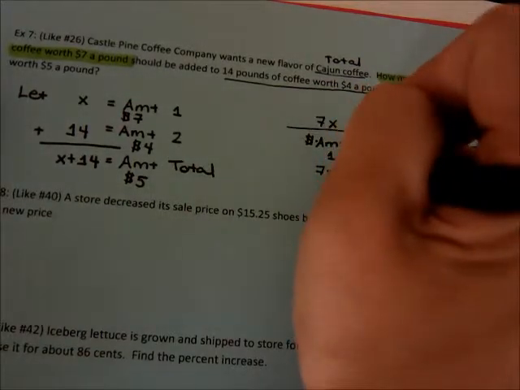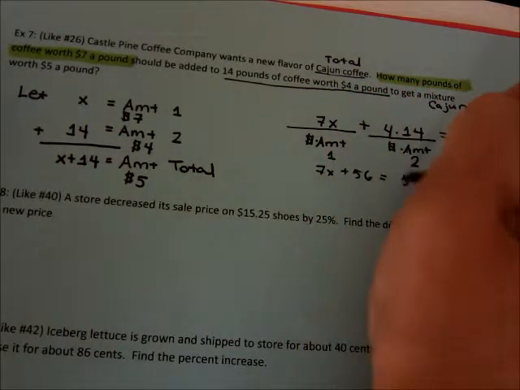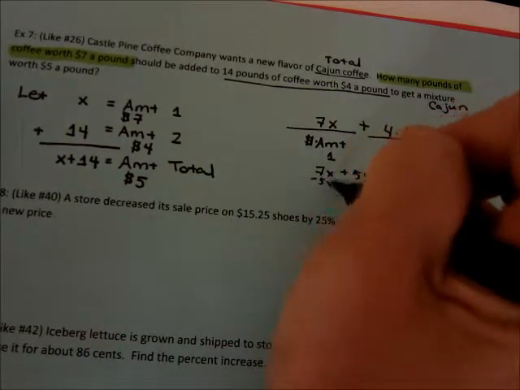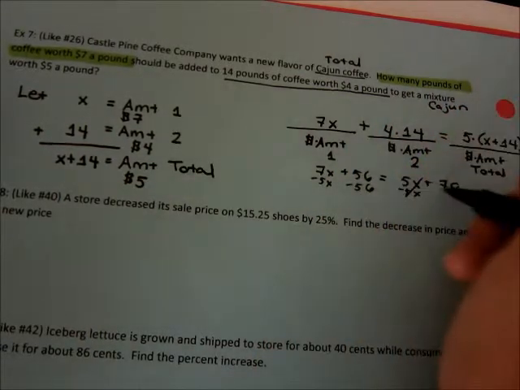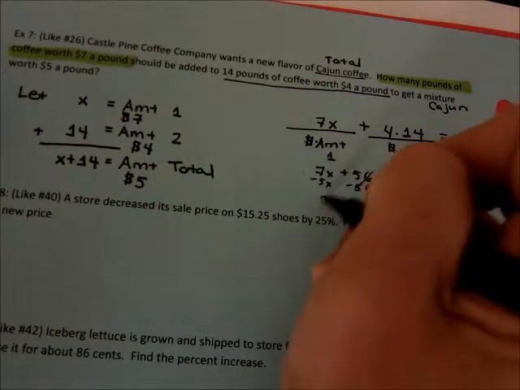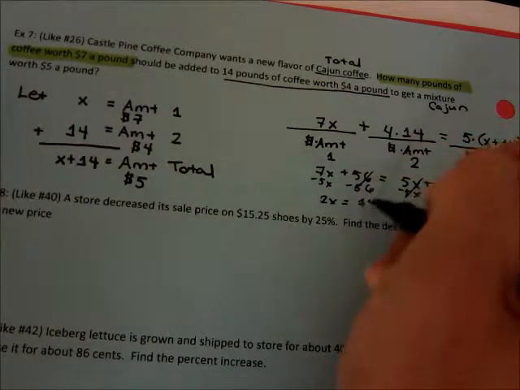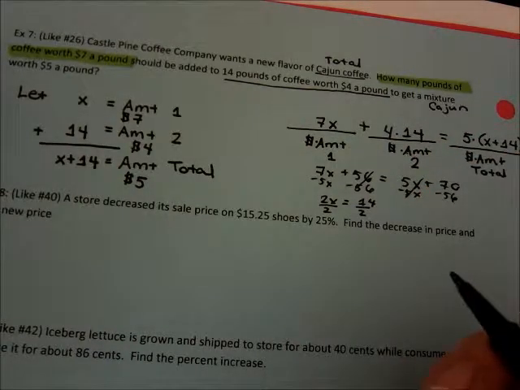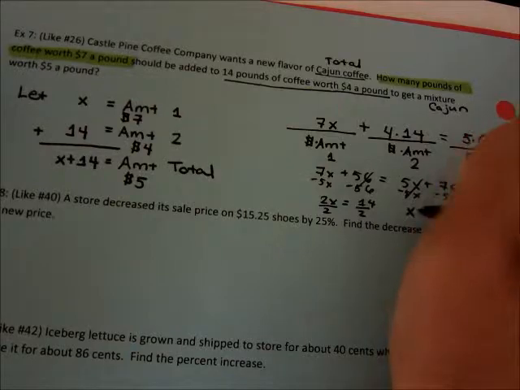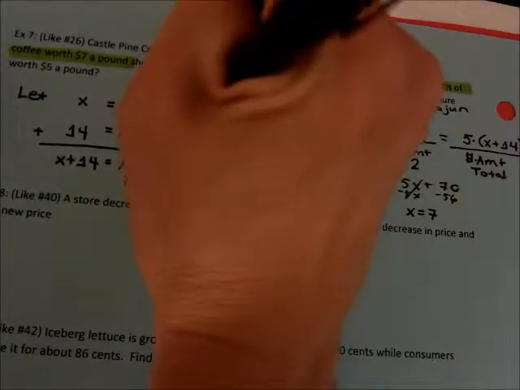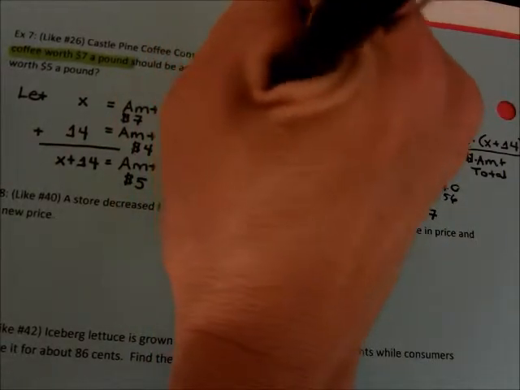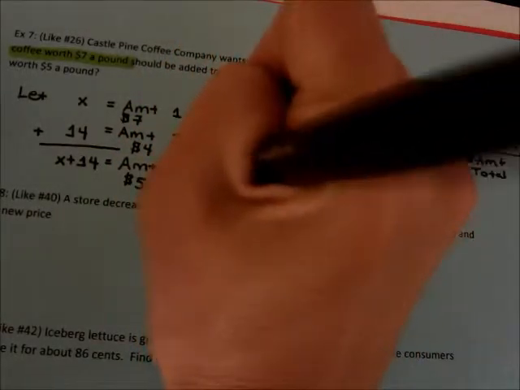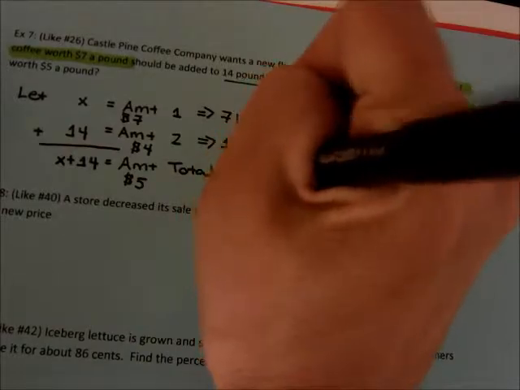7x plus 56 equals 5x plus 70. Subtract over 5x. Right. Subtract over 56. Right. 2x is equal to 14. Divide by 2. X is equal to 7. Now that's amount number 1. That's 7 pounds. So amount number 2 is 14 pounds. And the amount number 3 should be a total of now 21 pounds.